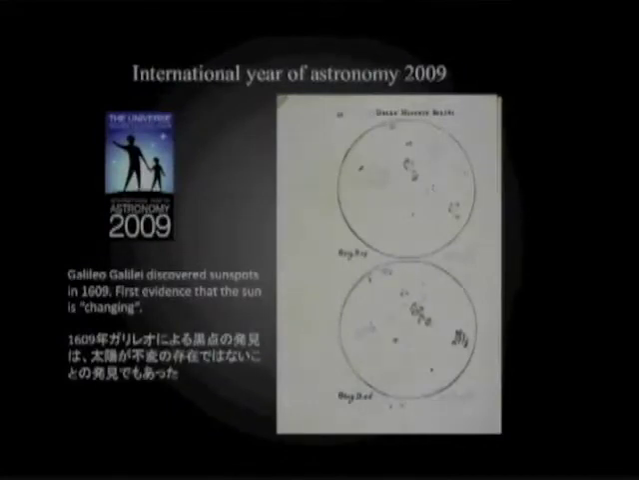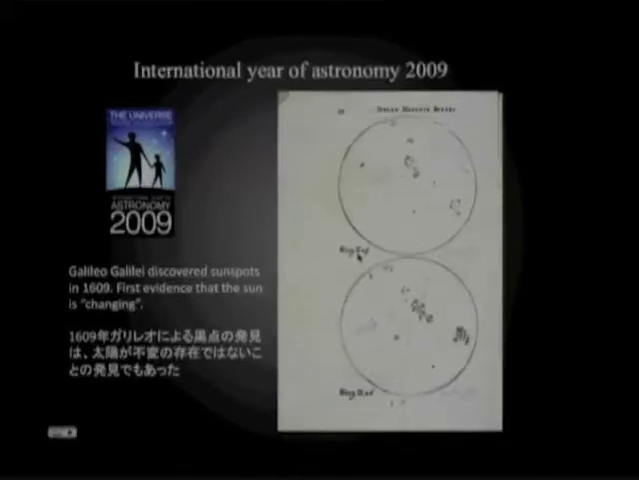This year is the International Year of Astronomy, to celebrate the 400th anniversary of the discovery of the sunspot by Galileo. This information was already presented by Dr. Shibata. This is on day 25 and day 26, and you can see the changing shape of the sunspot. One important finding of Galileo is that the sun is not a static one. It is changing constantly.